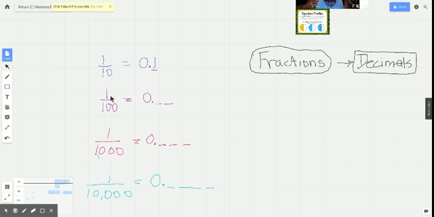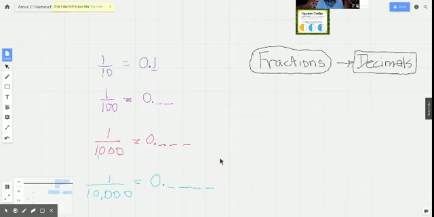Then we have 1 divided by 100 equals, and I am saying it's 0 decimal, and I'm going to have 2 spaces behind. Then I have 1 divided by 1000, and I'm stating that it's going to be 0 decimal, and I'm going to have 3 spaces behind. Now I have 1 divided by 10 thousandths, and you said I will have 0 decimal, and I should have 4 spaces behind the decimal.